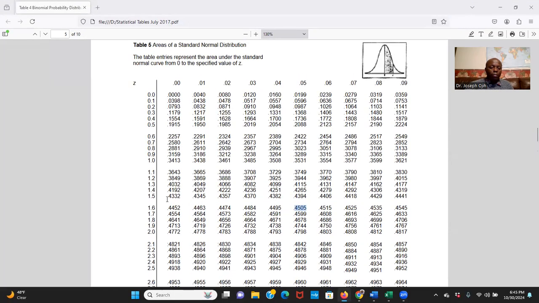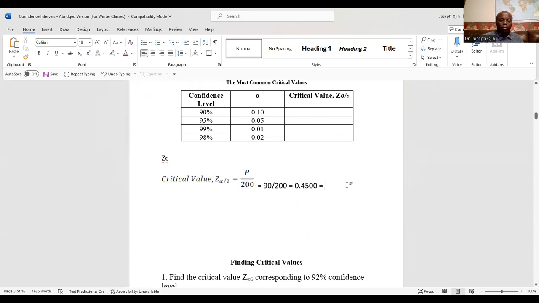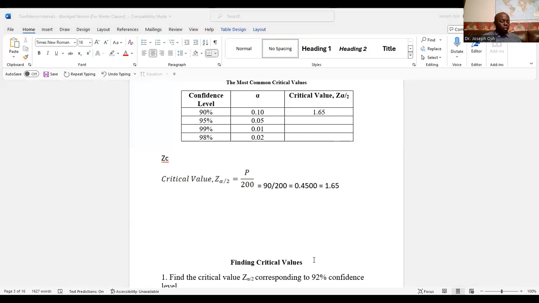Then follow it to the left: 1.65. So 1.65 is the critical value, and that becomes our critical value here. Is there any question on this? Any question? Okay, no question then. In that case, we can try another one until we get the rest of them.